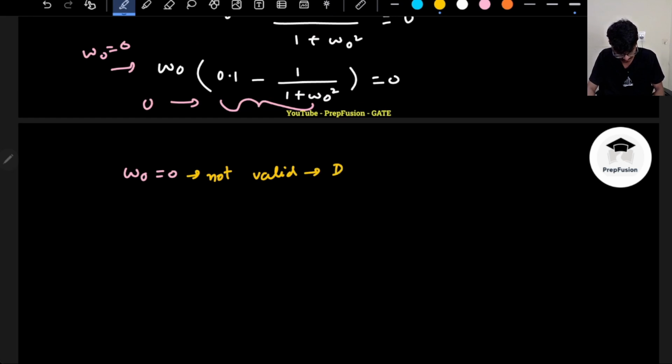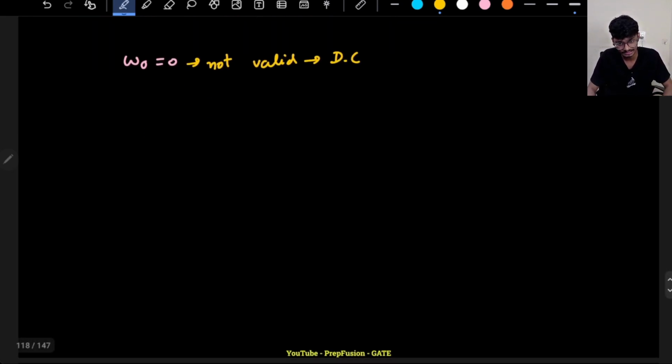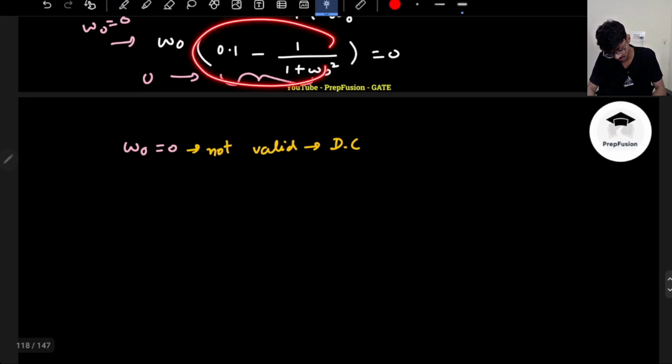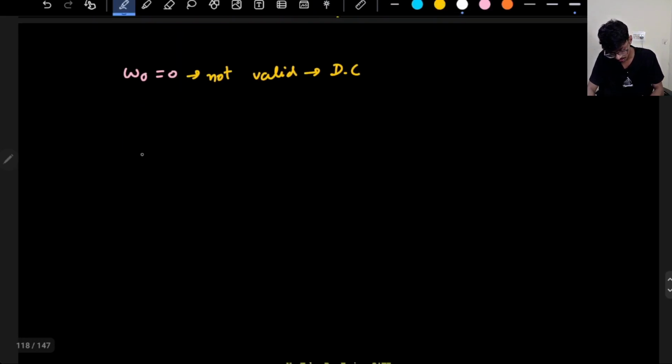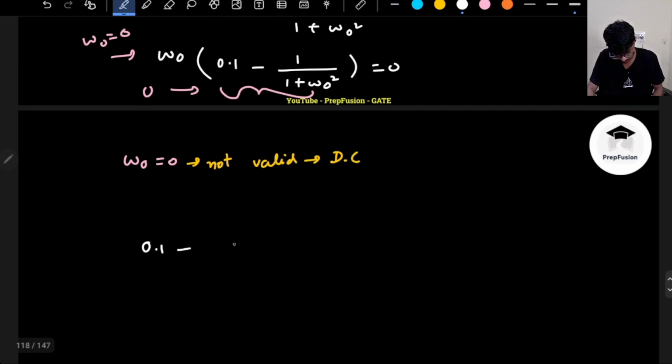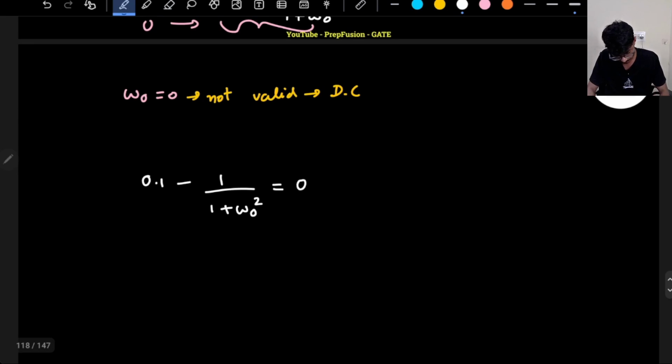Why? Because it is DC. We are not discussing DC circuits here, we are discussing AC circuits. So this one we have to equate to 0. So this will be 0.1 minus 1 divided by 1 plus omega naught whole square equals 0.